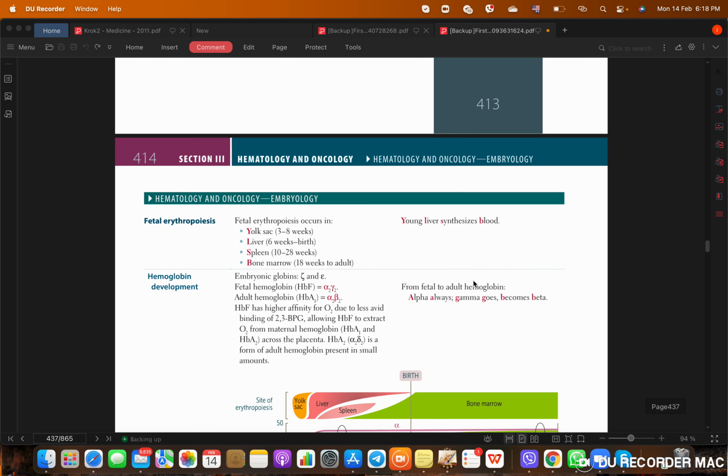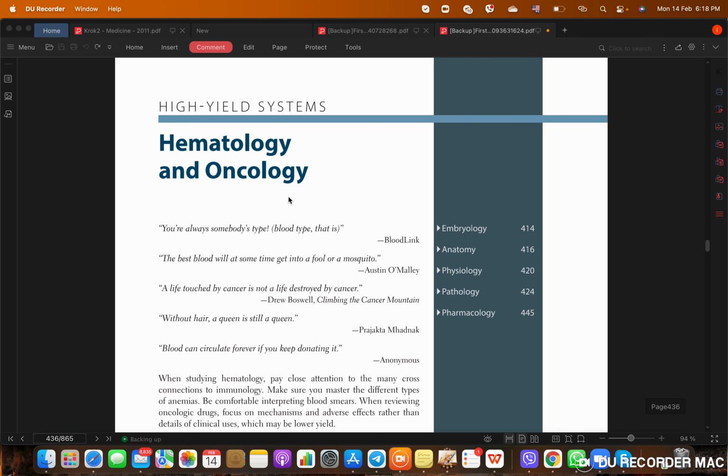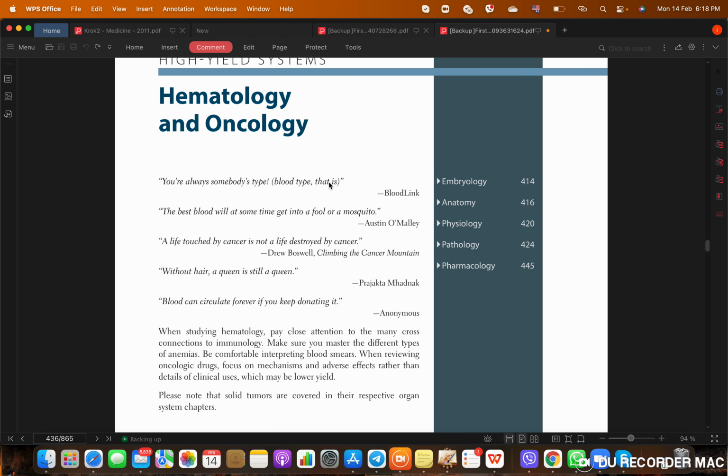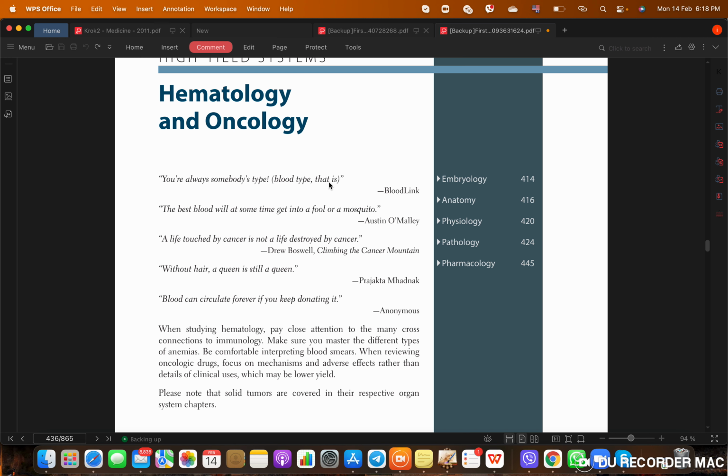USMLE, you need to know a lot of things. But for the oncology chapter, you need to only know the chemotherapy stuff. Anything else is not required from you. What I mean by that is you should not know every single tumor here.